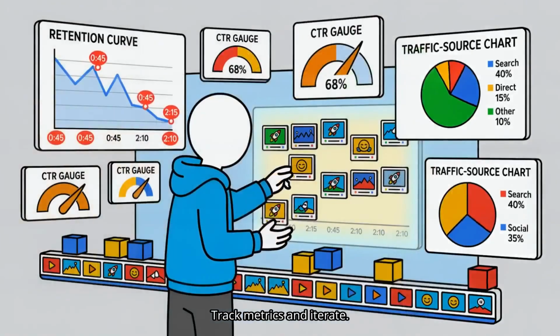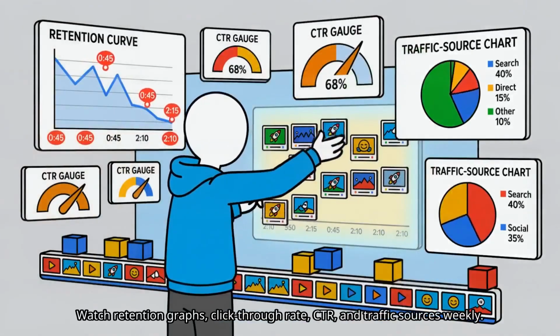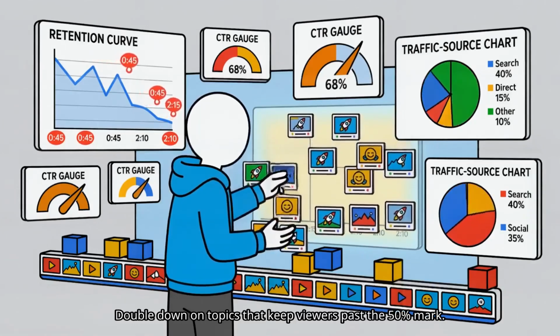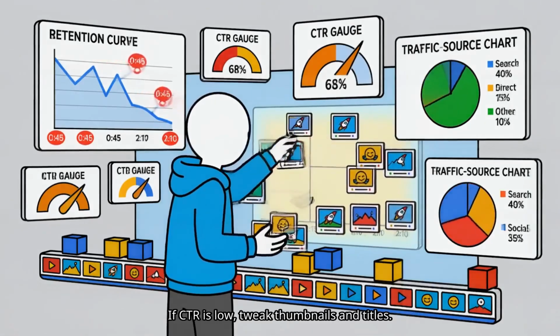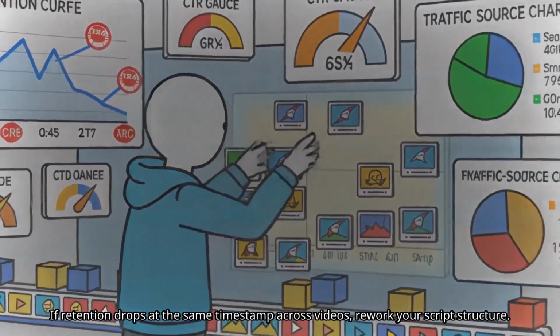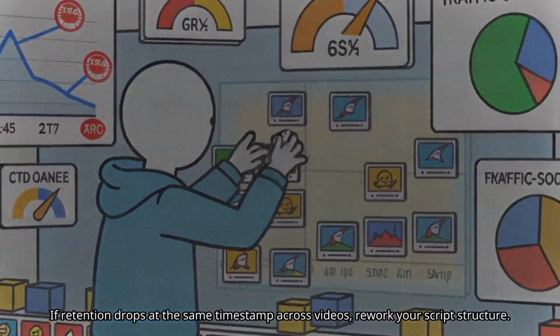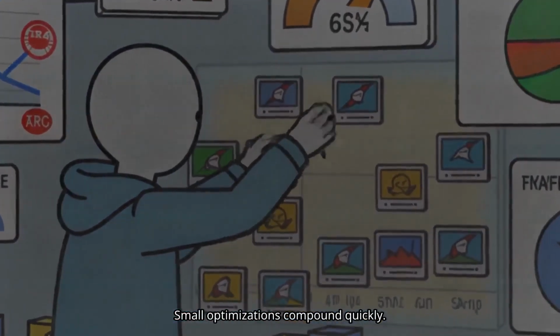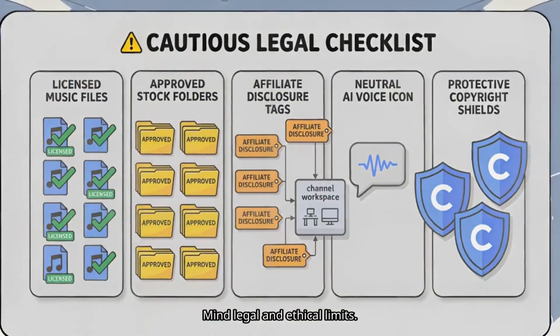Track metrics and iterate. Watch retention graphs, click-through rate, CTR, and traffic sources weekly. Double down on topics that keep viewers past the 50% mark. If CTR is low, tweak thumbnails and titles. If retention drops at the same timestamp across videos, rework your script structure. Small optimizations compound quickly.